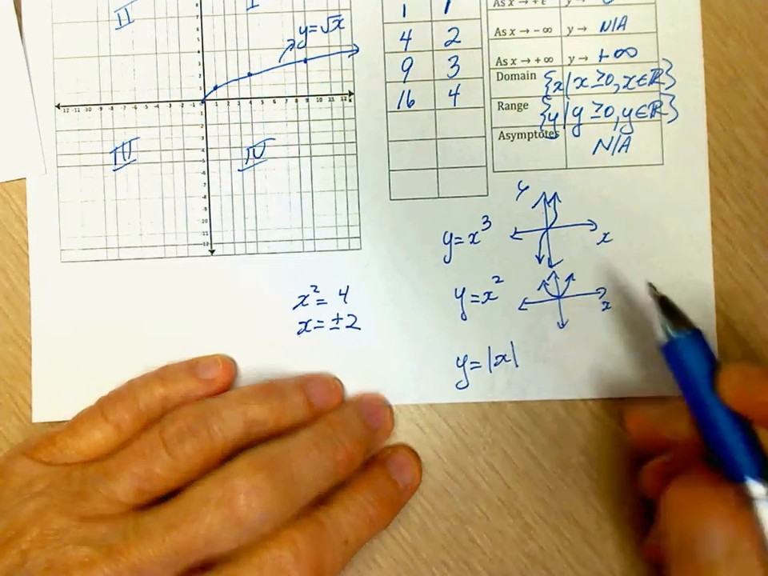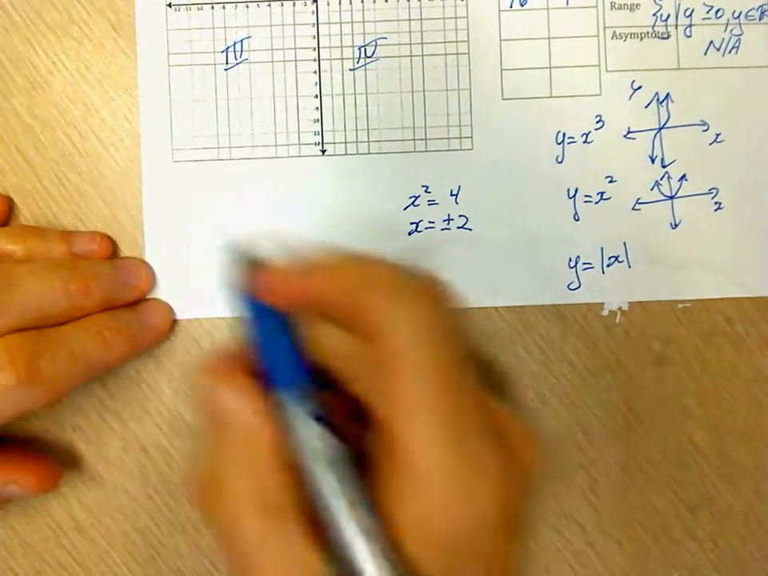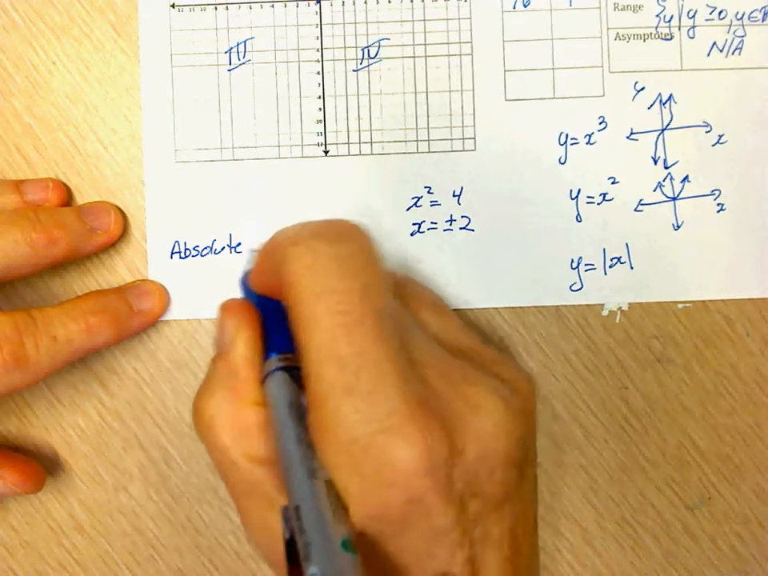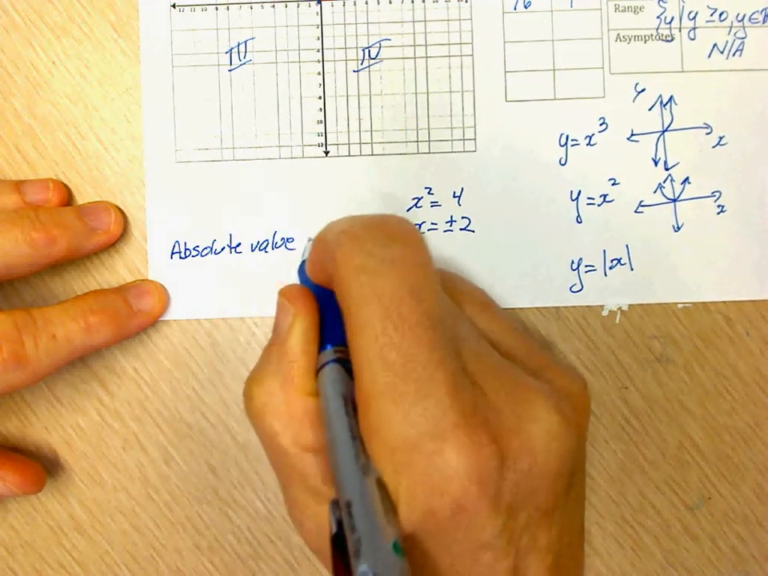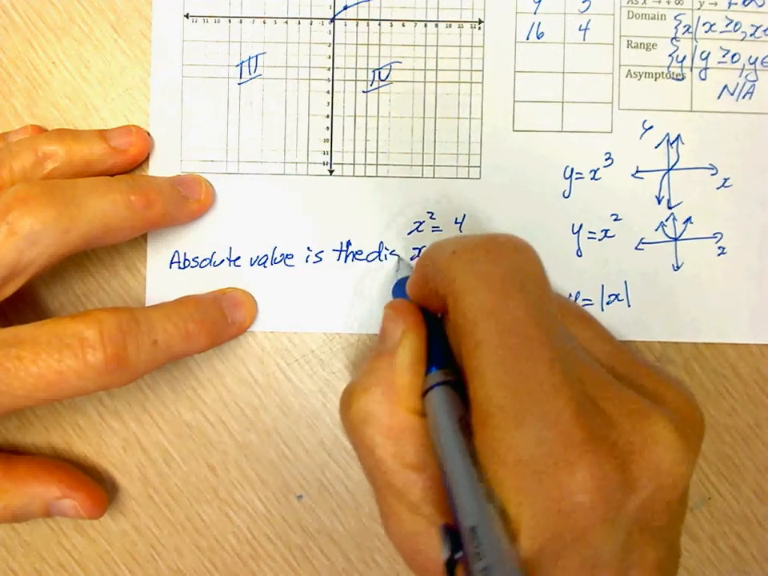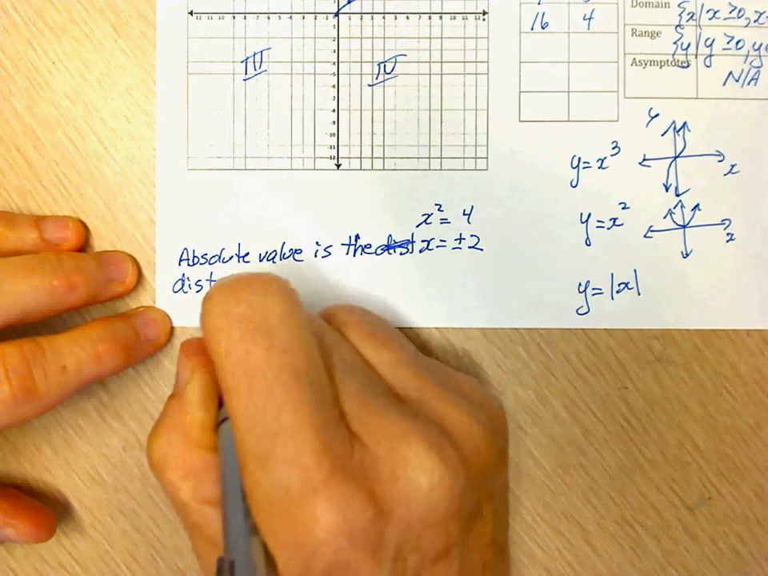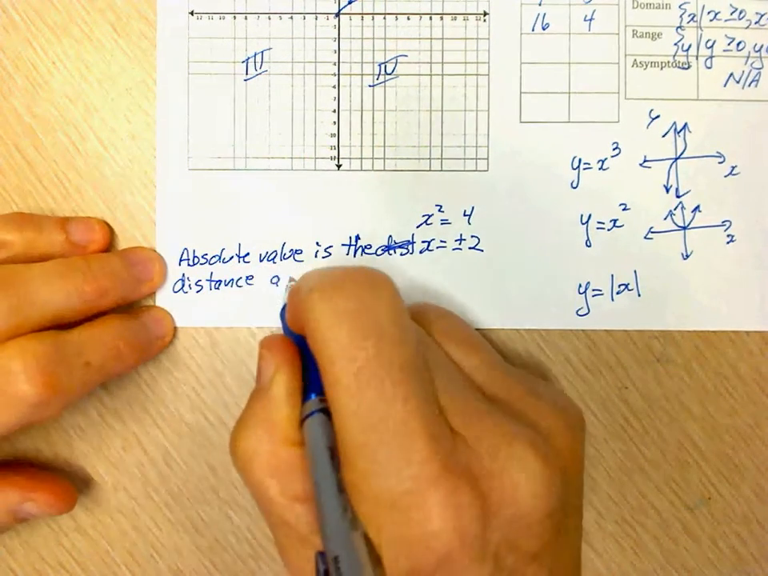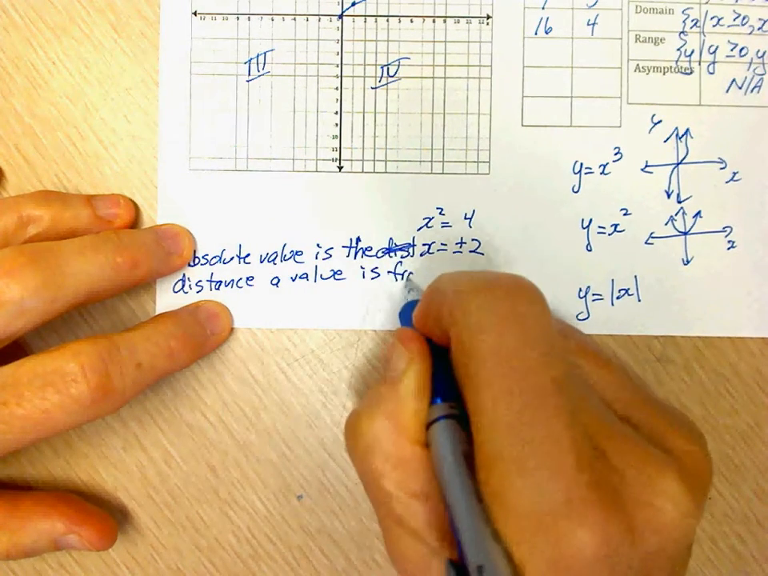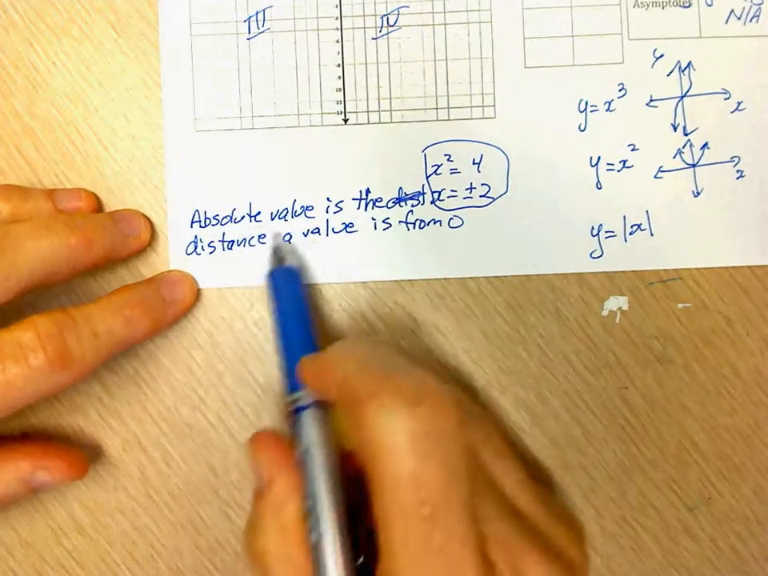And let's talk a little bit about absolute value. Absolute value is the distance a value is from 0. Okay, it's just the distance is the distance.